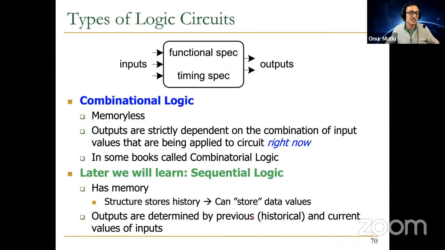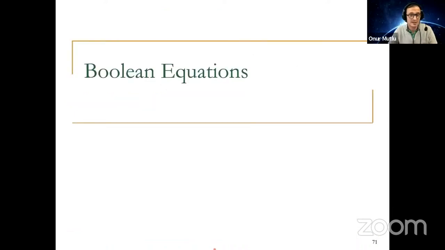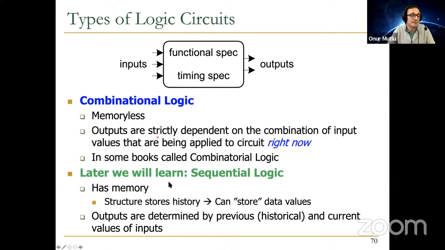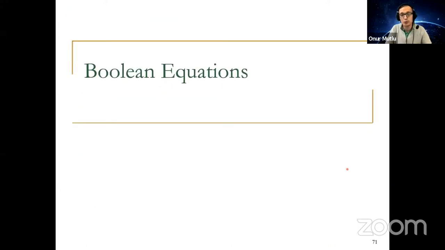So today we're going to focus a lot on combinational logic. And all computers have both combinational and sequential logic in the end. Both of them are composed of logic gates, and logic gates are in turn composed of transistors like we have seen earlier. Now, let me cover Boolean equations relatively quickly since many of you have been exposed to it.